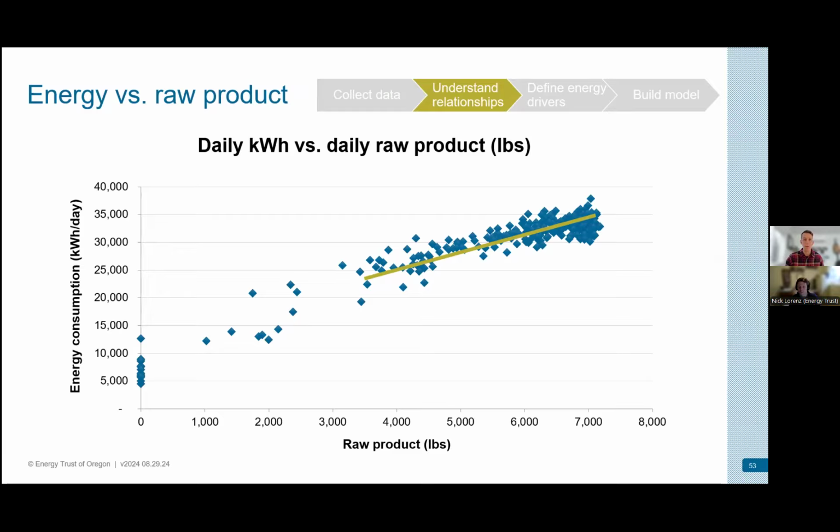Now, what's important to point out here is there's more going on than just that, because on a single day, when they, let's say, went through 7,000 pounds of product, they could have used as low as 30,000 kilowatt hours a day or as many as 37,000 kilowatt hours a day. So it's not that raw product is the only energy driver, but it's one of the ones we should consider. So let's go ahead and look at some other potential energy drivers.